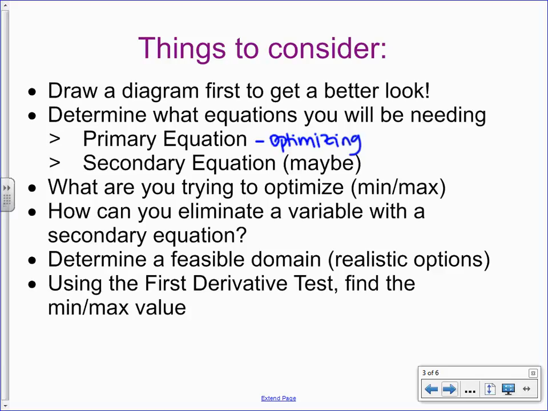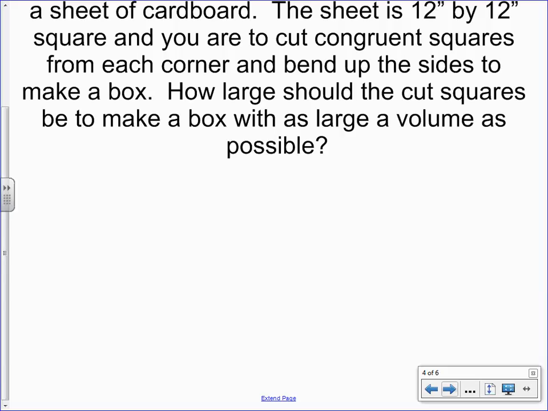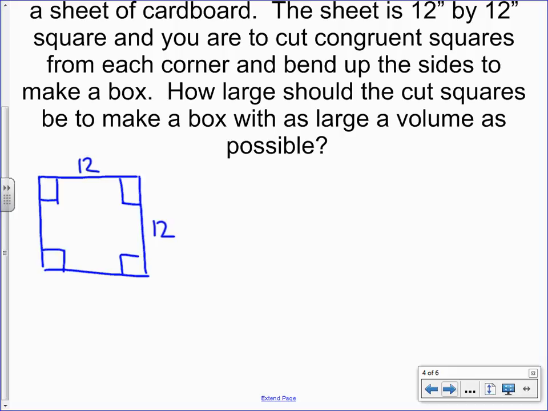All right. So let's go back to job number 1. This is what's on your worksheet, correct? So the first thing we should do is draw a sheet. What do we know about this sheet? 12 by 12. And what are we doing to it? Cutting squares and making the cube. We're going to cut congruent squares out of this, right?